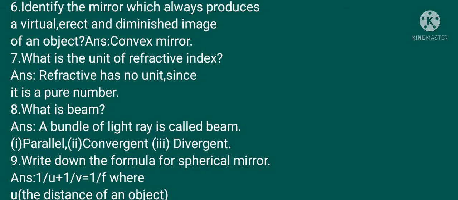Question number 8. What is a beam? Answer. A bundle of light rays is called a beam. There are three types of beams: parallel, convergent, and divergent.